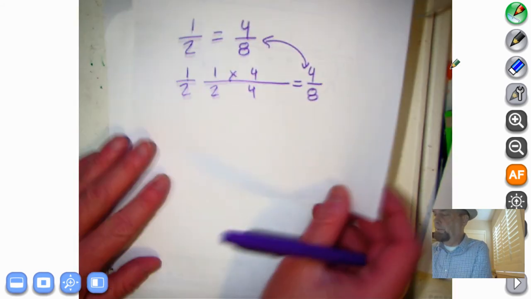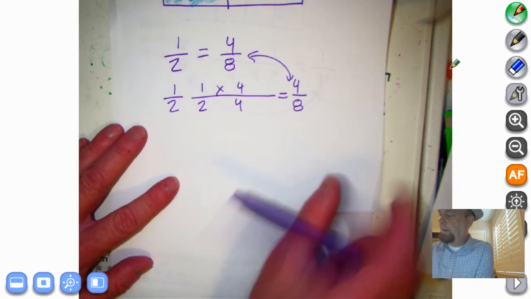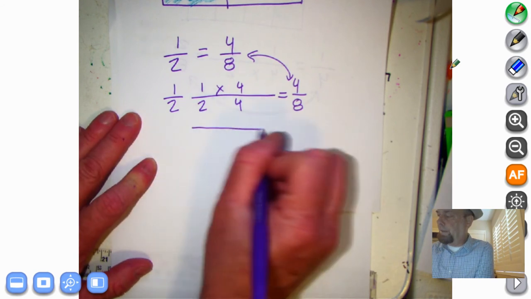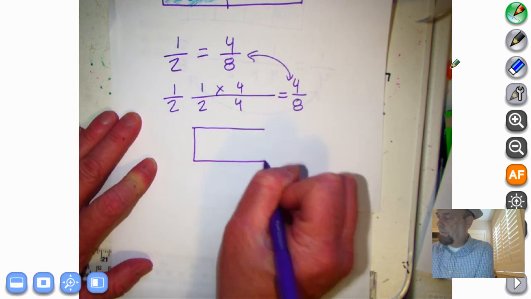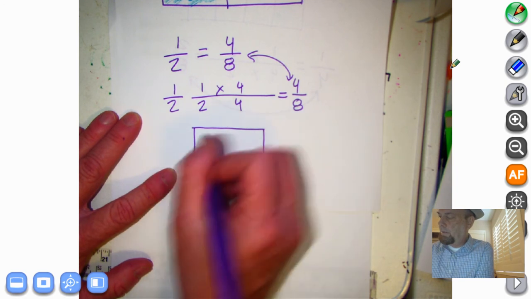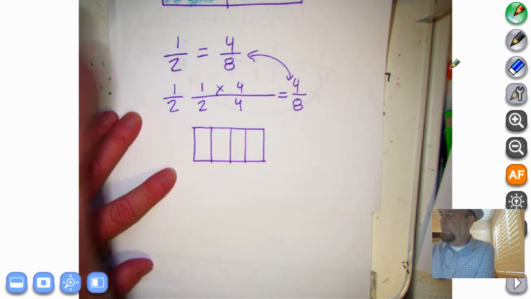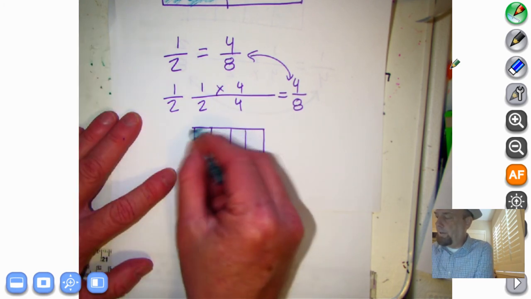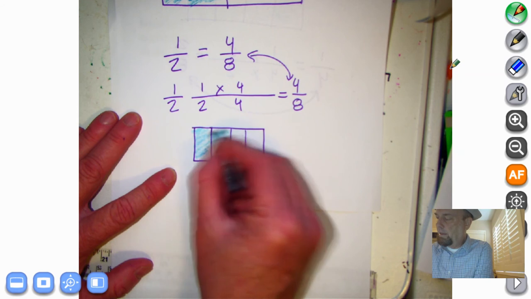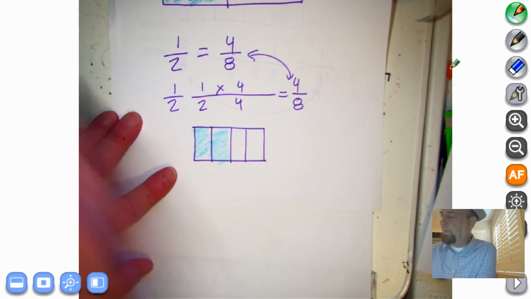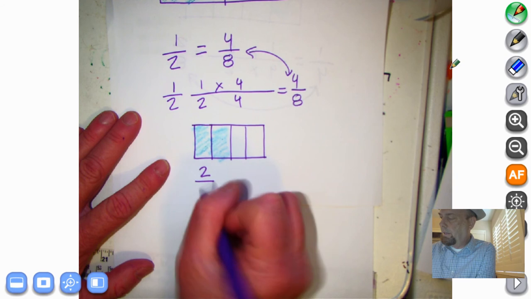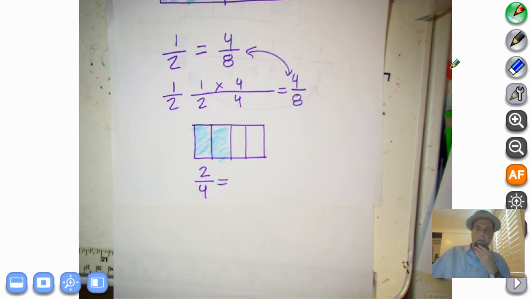Let's do one more down here. And this one you're going to do on your own. I'd like you to find, let's do fourths. And this time we're going to shade in 2. So it's your job to find an equivalent fraction to 2/4, okay? Go ahead and pause the recording and give it a shot. Remember, you can cut it once, you can cut it twice, 3 times, whatever you like.